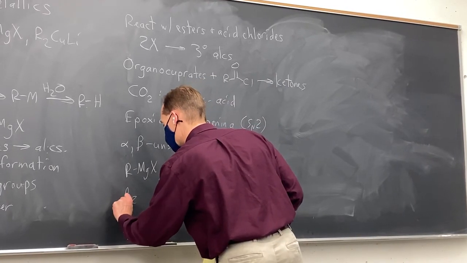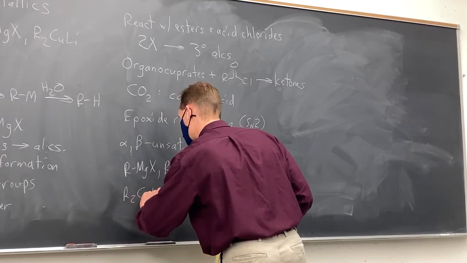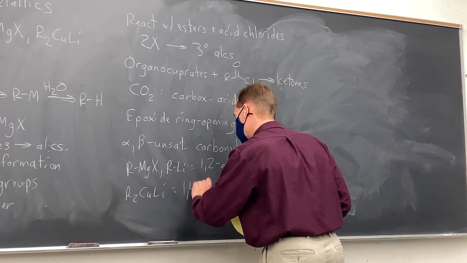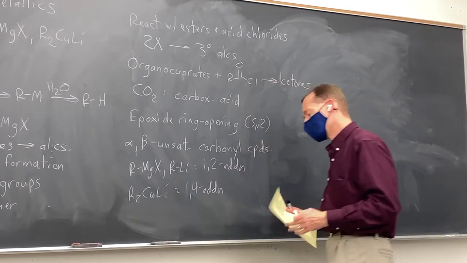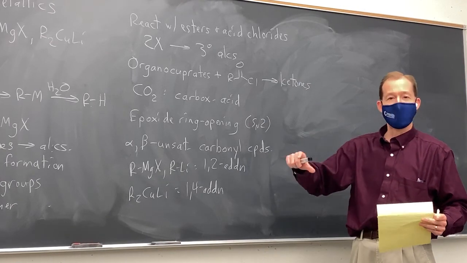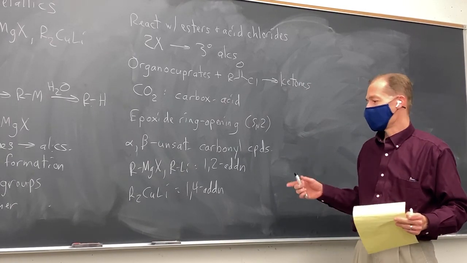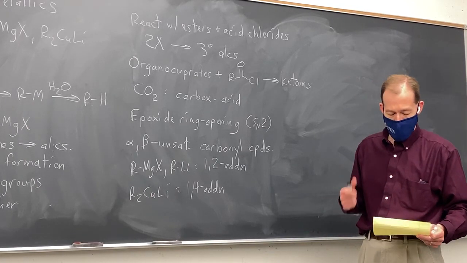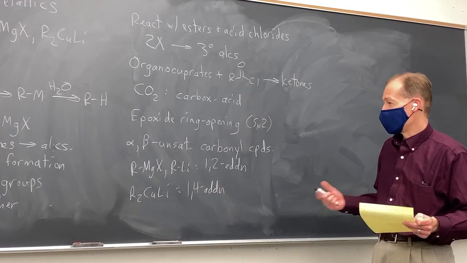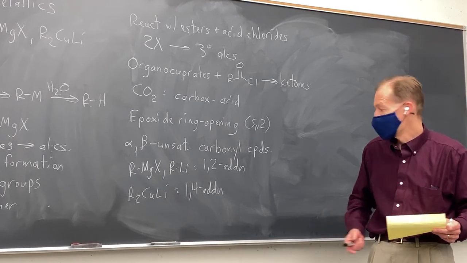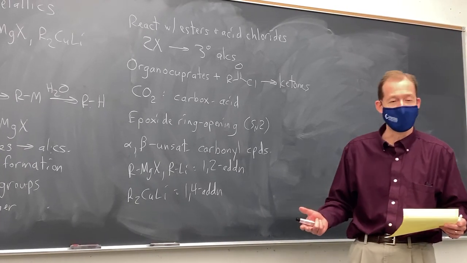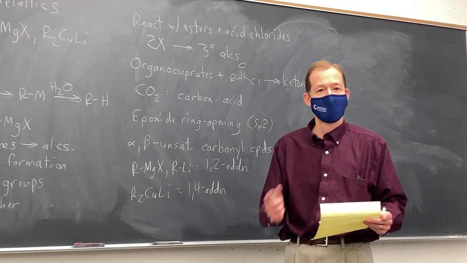Our organocuprates, in contrast, will react at the beta carbon. They will undergo what we refer to as 1,4 addition, retaining the carbonyl group in the product, forming a carbon-carbon bond between the R group and the beta carbon of the alpha-beta unsaturated species. So that concludes our topics from chapter 20. You can go ahead and stop it.